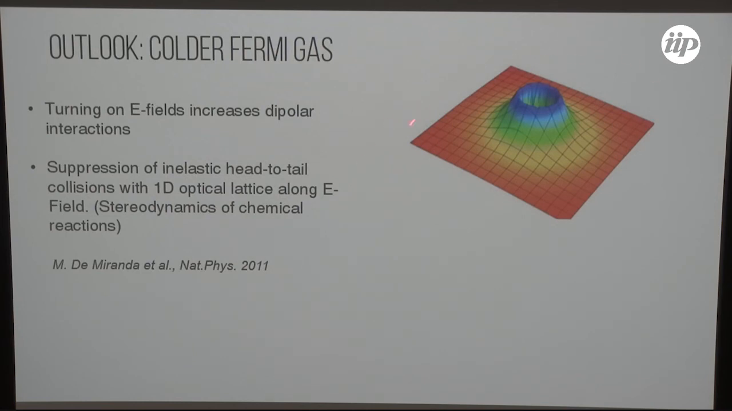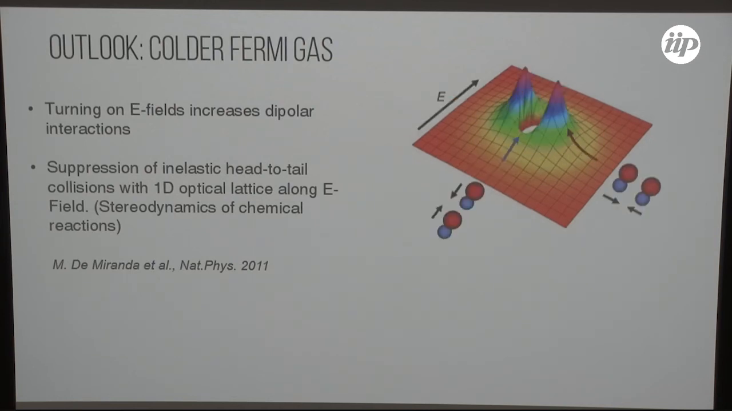So the interaction of this molecule is isotropic. Instead, when we polarize them inside an electric field, along the direction of the electric field, the attractive part of the dipolar interaction comes in and lowers the barrier, the P-wave barrier. This is the so-called head-to-tail collision.